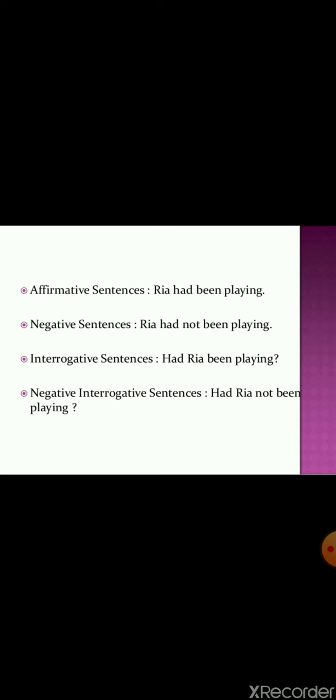It's a wrong pattern. Interrogative sentences: had, means auxiliary, will come out. Had Ria been playing? Negative interrogative sentence: Had Ria not been playing?